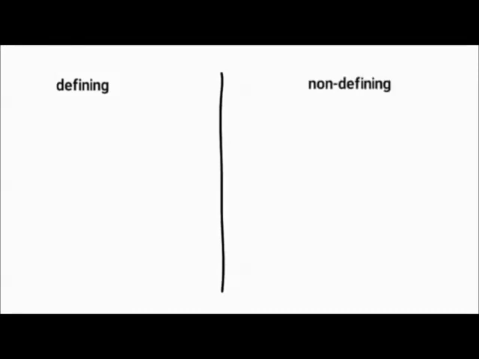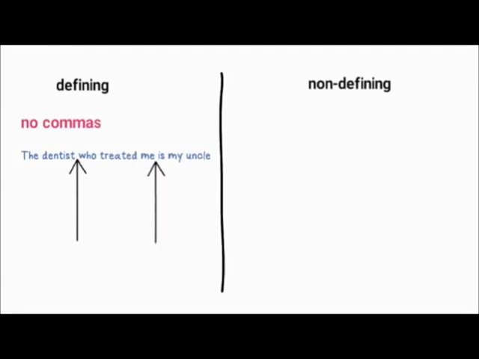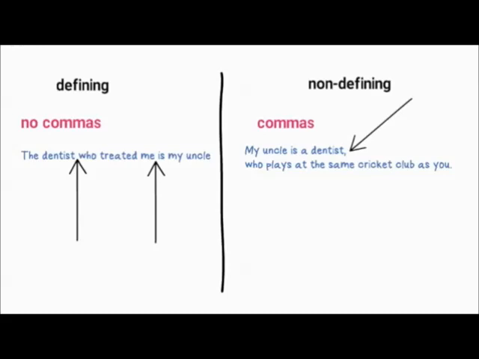So what are the other differences between defining and non-defining relative clauses? First up, defining relative clauses are never separated from the rest of the sentence by commas. The dentist who treated me is my uncle has no commas, whereas non-defining relative clauses must be separated from the rest of the sentence by commas. My uncle is a dentist, comma, who plays at the same cricket club as you.